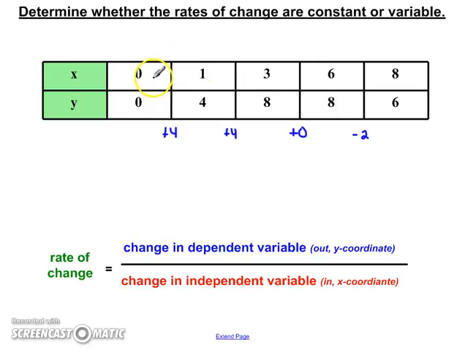I'm going to do my x's in red. 0 to 1 is plus 1. 1 to 3 is plus 2, a change of 2 in the positive direction. 3 to 6 is plus 3. And 6 to 8 is plus 2.